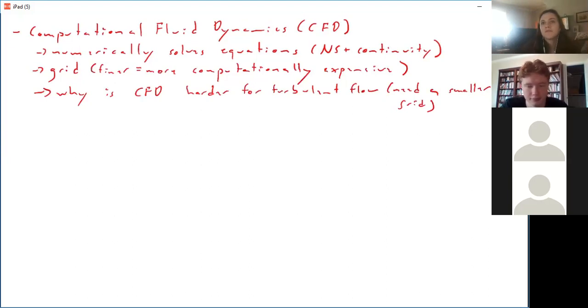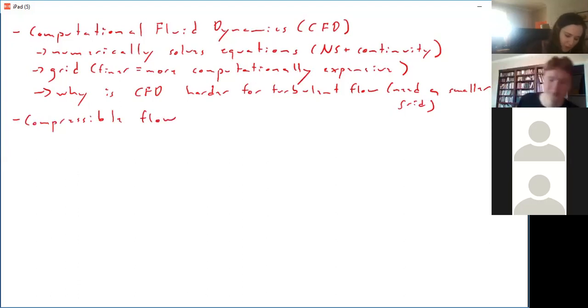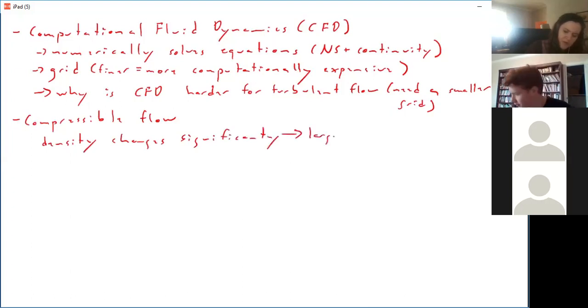Okay. Computational fluid dynamics, and then the last 2 days are all about compressible flow, because we have done incompressible flow our whole lives at this point. And now we're talking about compressible flow. Density changes significantly, which usually means some variant of a large pressure change. We basically never consider liquids compressible because their density change with pressure is much smaller, and so it is pretty much always gases.